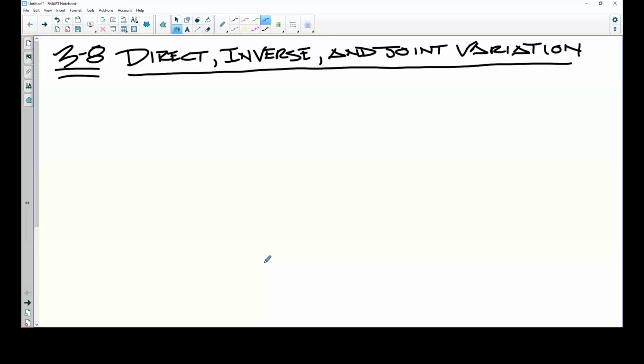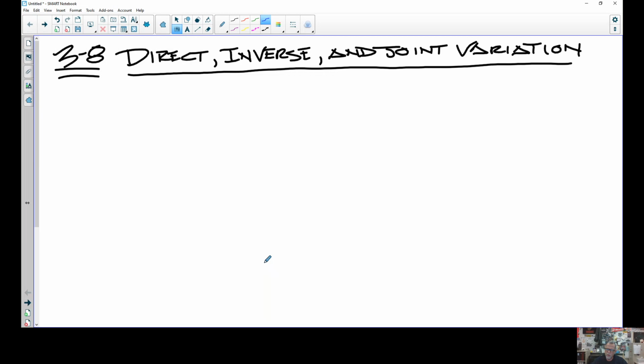Okay, folks, we are going to finish this chapter 3.8, which deals with direct, inverse, and joint variation. And without any further delay, let's get over to our notebook. And our notebook talks about, again, direct, inverse, and joint variation. This is what 3.8 is about.